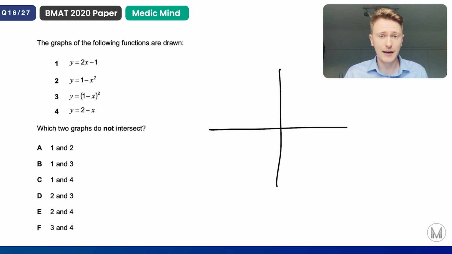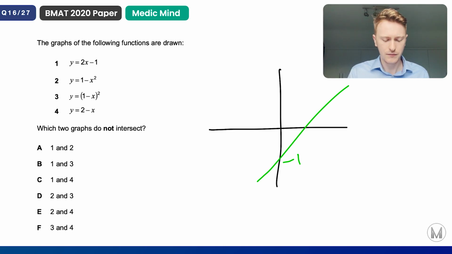Here's our set of axes. They're rather crudely drawn, forgive my drawing. We can see that equation number 1 has a gradient of 2 and a y-intercept of minus 1. So let's plot that one in green. It doesn't really matter at this stage what the gradient is, but we may have to think about it going forward.